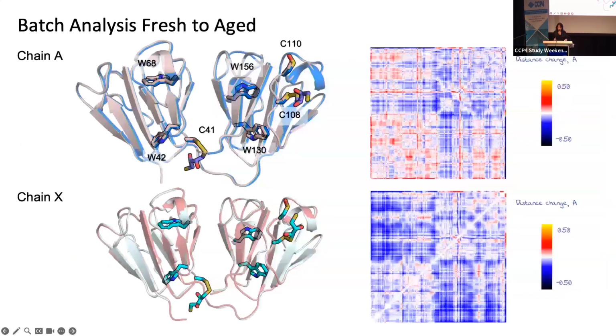And so what we did then was we plotted the interatomic distances for our different states of proteins. And this is again the fresh versus the aged states. And what we saw is in our two chains, so in chain A, we saw a slight expansion in the N-terminal domain and a contraction in the C-terminal domain. And then in chain X, we saw a contraction in two of them.